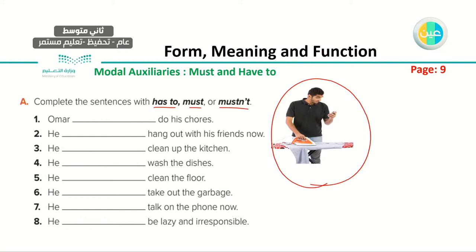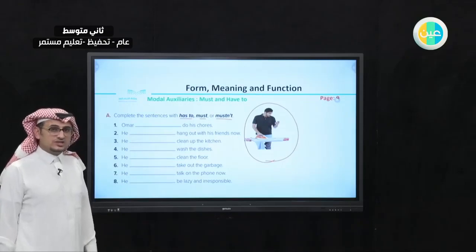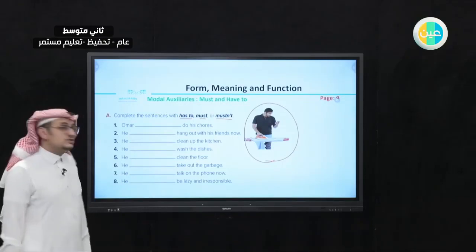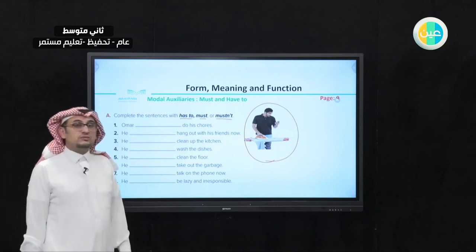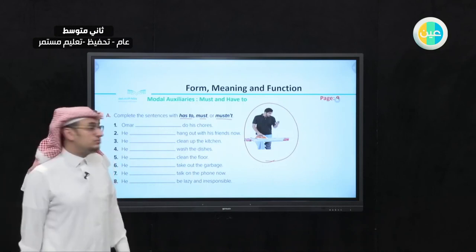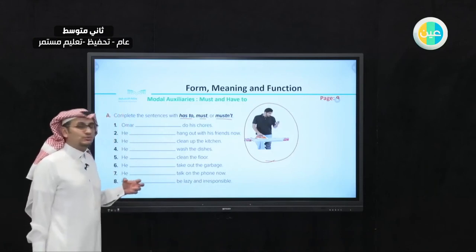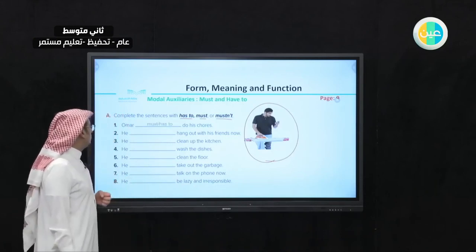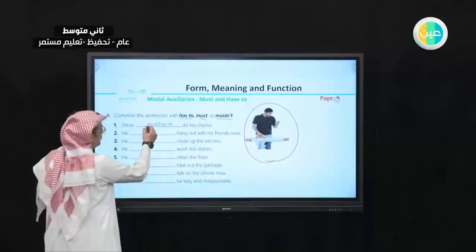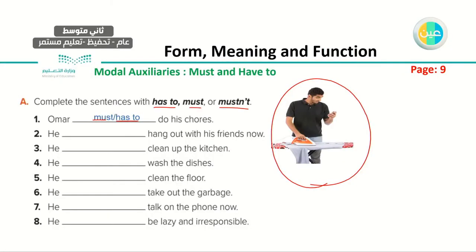What should we use? What's the correct answer? Has to, must, or mustn't? Someone will say has to. Yes, okay. Someone else will say must. It's correct also. Both answers are correct. But mustn't, no. So he has to do this one. We have the answers must and has to.